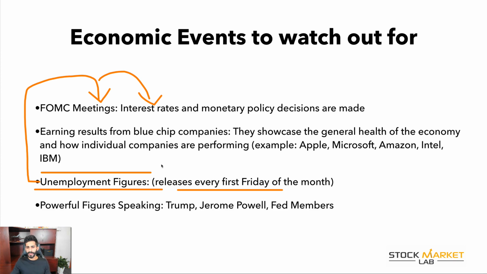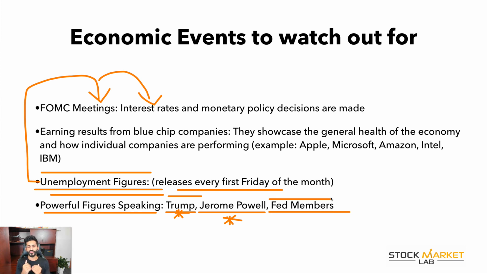And then the final major economic events are powerful figures speaking. For example, if Trump is speaking, or the president, whoever the president may be, especially let's say Trump, or let's say Jerome Powell is speaking. Jerome Powell is the head of the Federal Reserve. Any of the Fed members, or any powerful figure speaking, they have the power to move the market up or down.